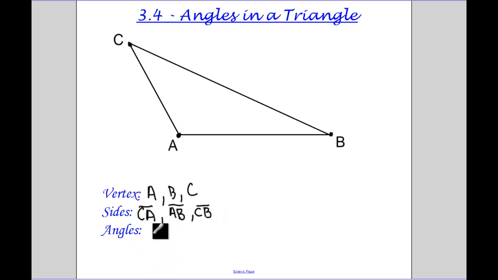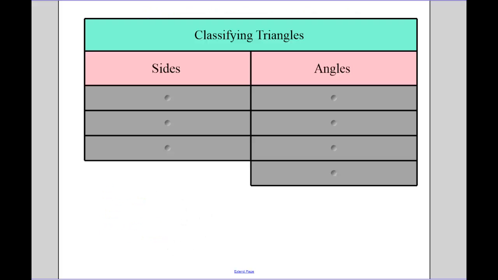Now the angles, it's a triangle, so there's three angles. Angle C, angle A, and angle B. Okay, classifying triangles. And this I kind of expect you guys to already know.